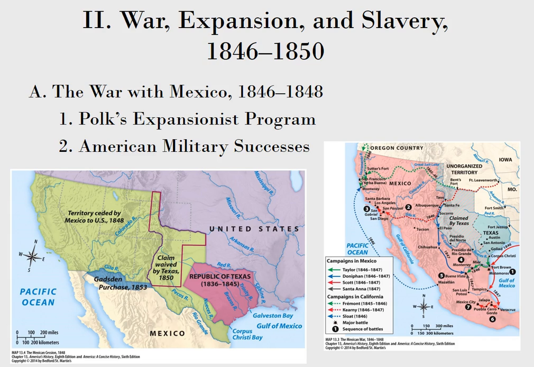Polk accepts a negotiated settlement with Britain that divides the Oregon country at the 49th parallel. And so we will get Washington and Oregon out of that. Today's states, that's what will be Washington and Oregon. And Canada will be above that.